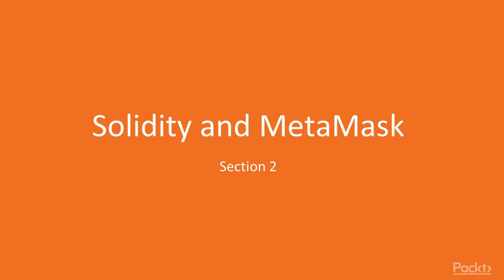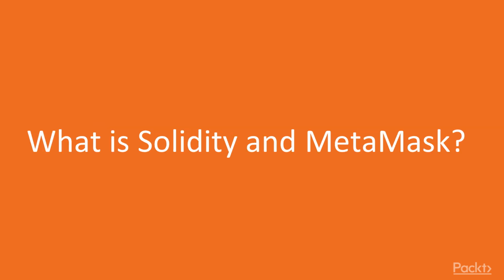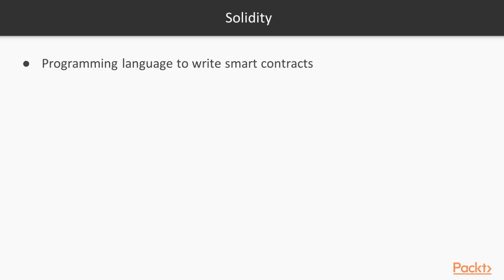So today in this tutorial I will be explaining what Solidity and MetaMask are. So what is Solidity? Solidity is a contract-oriented programming language for writing smart contracts. It is used for implementing smart contracts on various blockchain platforms. Solidity is a popular language to write on the Ethereum platform.